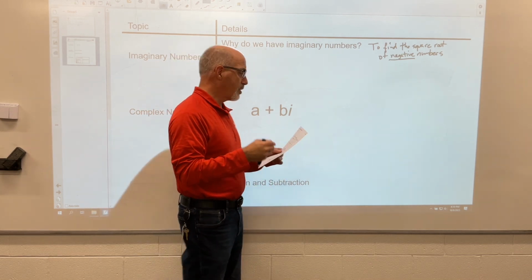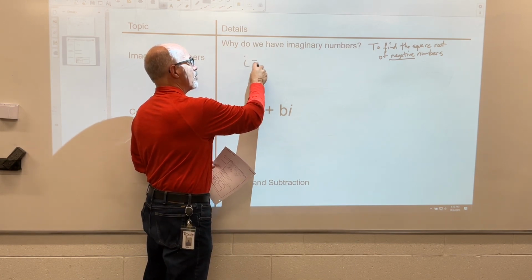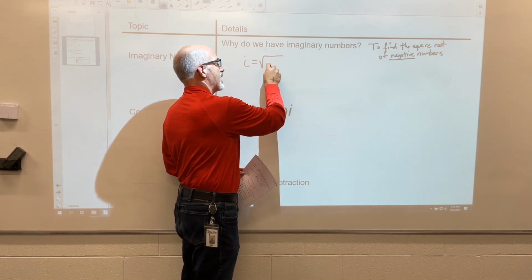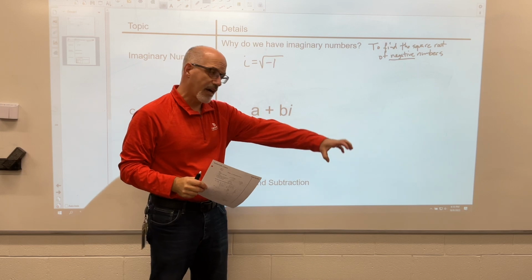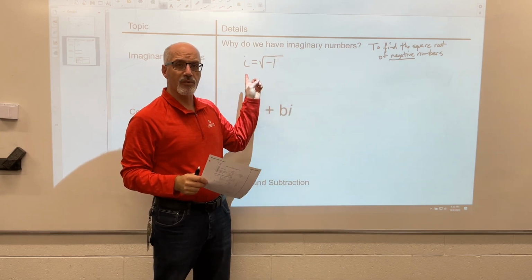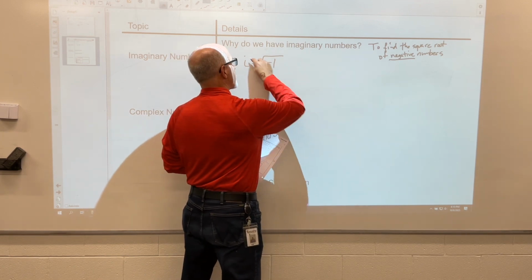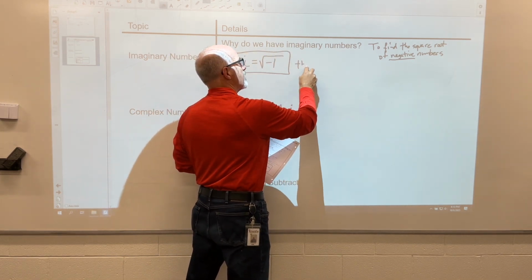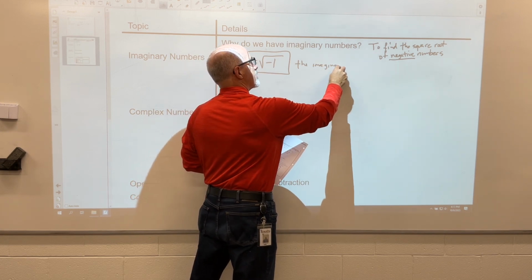So the key idea is that the letter i, when we use it, is going to represent the square root of a negative. The square root of negative 1, we'll take out the square root of negative 1 and replace it with the letter i. That's called the imaginary unit. Okay, so this is the foundation of what we're going to do.